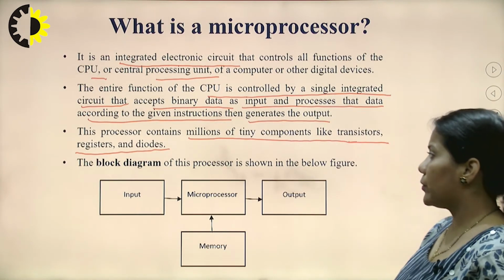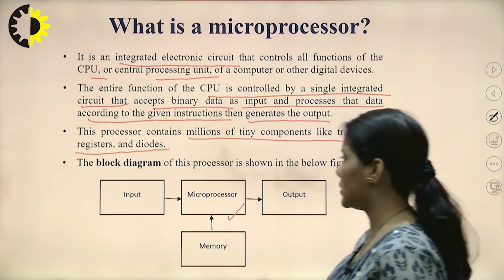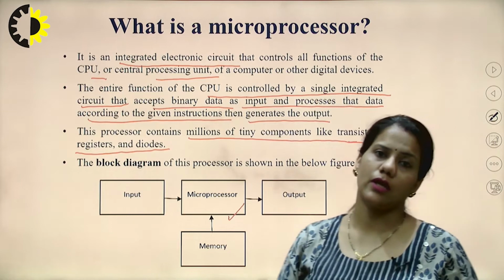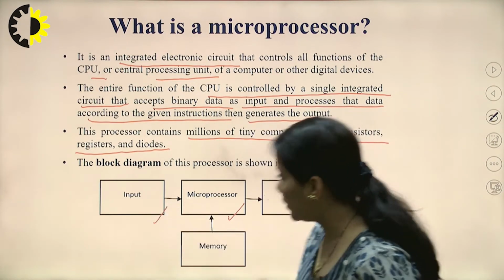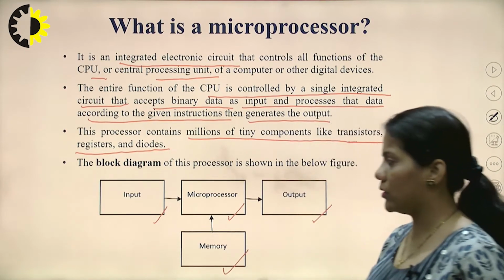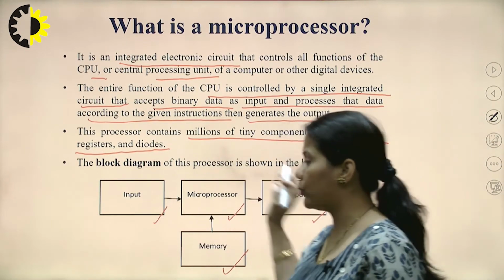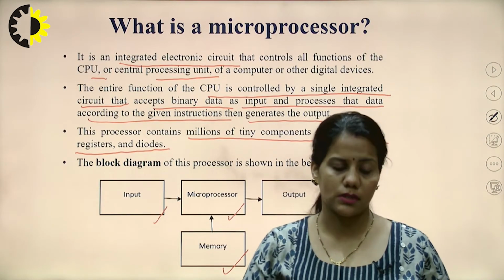The block diagram representing a microprocessor system is this. This is a microprocessor. It can be any microprocessor, either 8-bit, 16-bit, or 32-bit. The next components are input, output and memory. These input, output and memory, along with the microprocessor, make a complete microprocessor system.